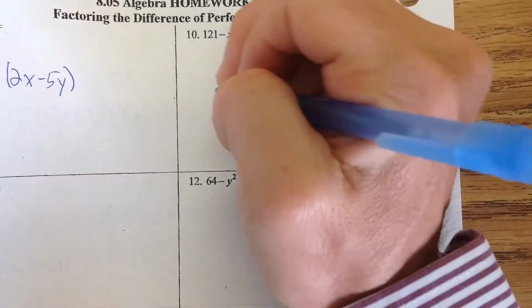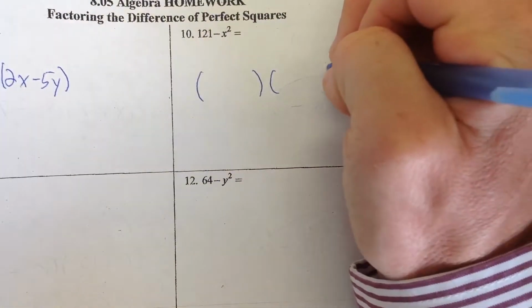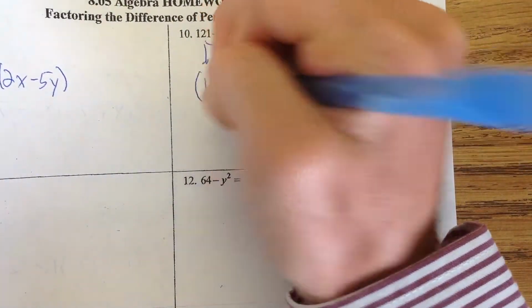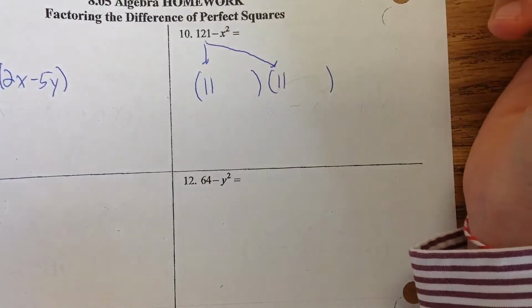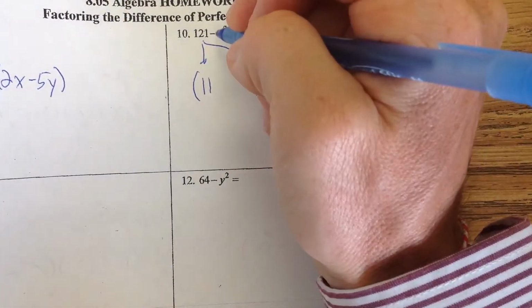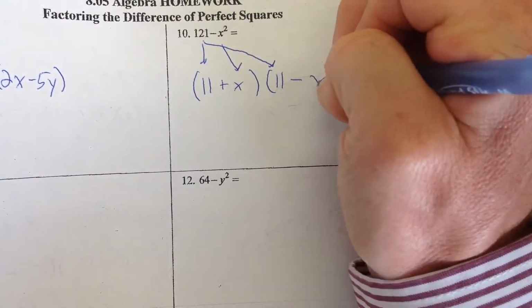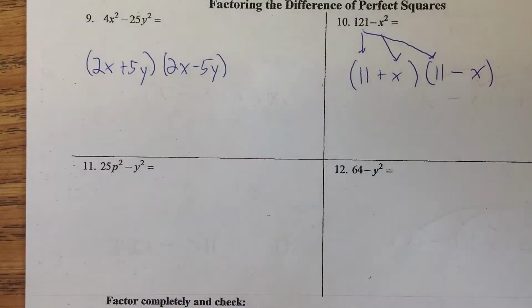Alright, number 10. The main thing here is that you don't change the order. 121 comes first, so the perfect square there is 11, so the 11 has to come first, and then the x has to be in the back, so plus x minus x.